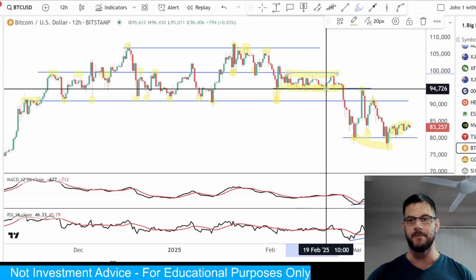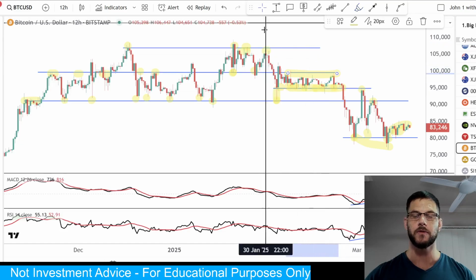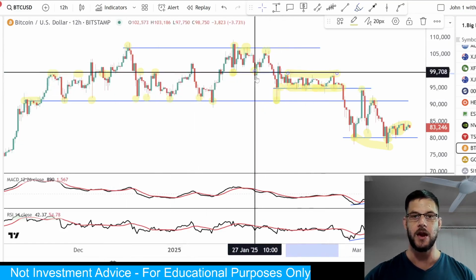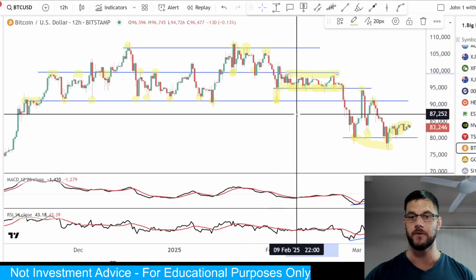So it's very important to look at previous price levels. And I'm not talking about angled trend lines, I'm talking about horizontal lines, actual price levels. And you can see how many times these key levels are respected on the chart.